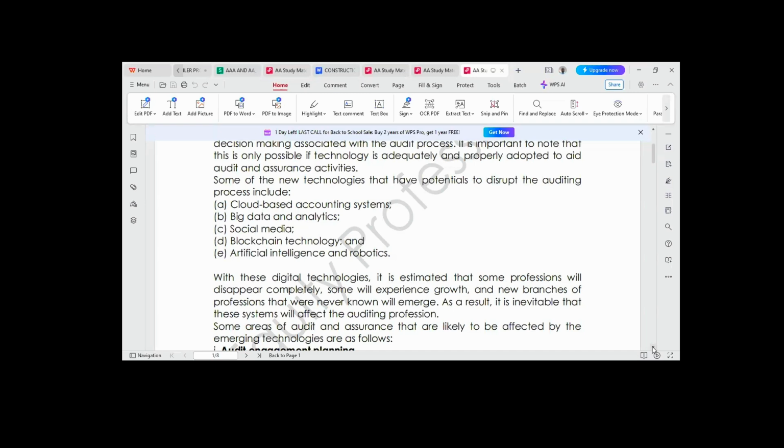The last one is called artificial intelligence and robotics. This cannot be overemphasized. There are so many jobs that will be taken over by artificial intelligence and robotics in a few years to come.